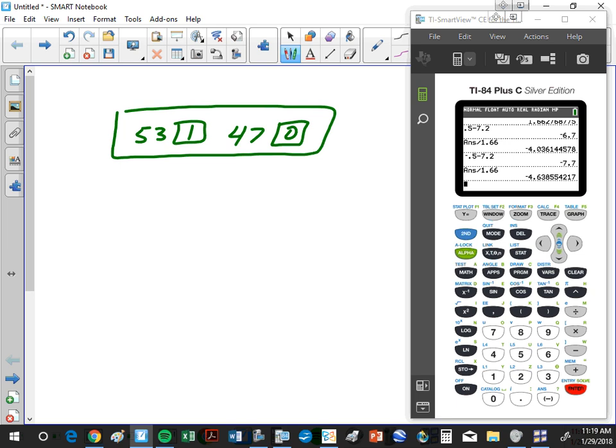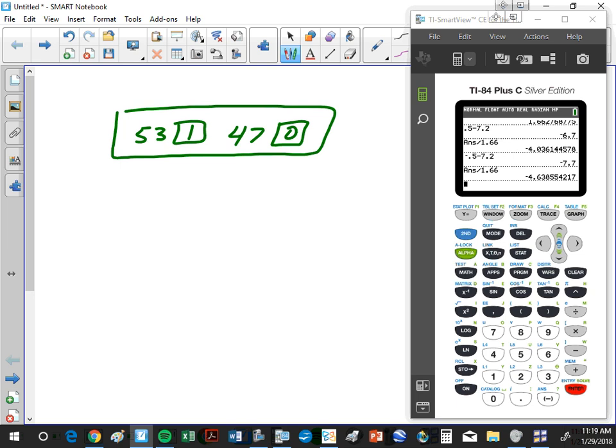Now, do we have to have 53 tickets? No, we could have more than that. You can't have less, that's the smallest number. But you could have 530 ones and 470 zeros. We want the smallest one possible. Oh, no, wrong one. Sorry.